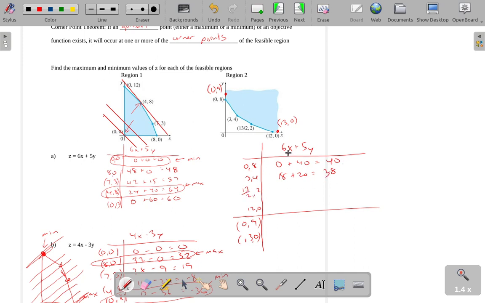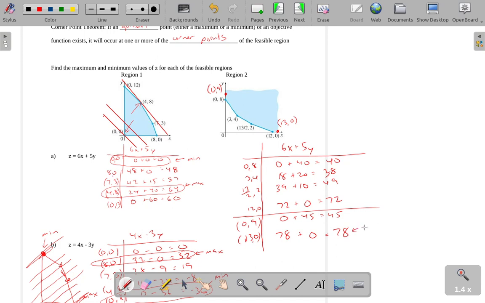13 halves times 6, that's the same as 13 times 3 when I cancel a factor of 2, so that's 39, plus 10, which is 49, and 12, 0, I get 12 times 6 is 72, plus 0 equals 72. Alright, testing my two non-corner points, I get 0 plus 45, which is 45, and this was, oh, that's 13, 0, that's what that says. 13, 0, that would be what, 78 plus 0, which is 78. So this is my largest right here.